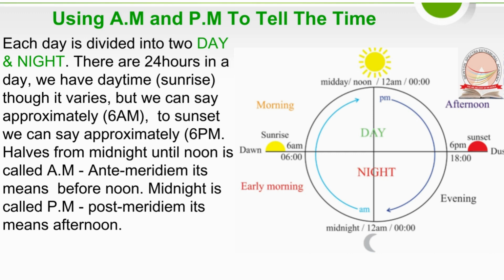So starting from 12 p.m., we say it is noon. So half of the clockwise movement, which is 12 hours, makes between afternoon and evening, and half of the clockwise movement of the clock, which is another 12 hours, makes the early morning and morning. So addition of these 12 hours makes 24 hours, which gives us one day.